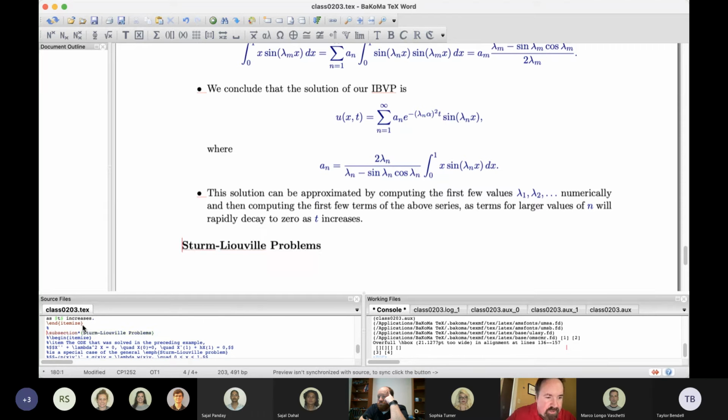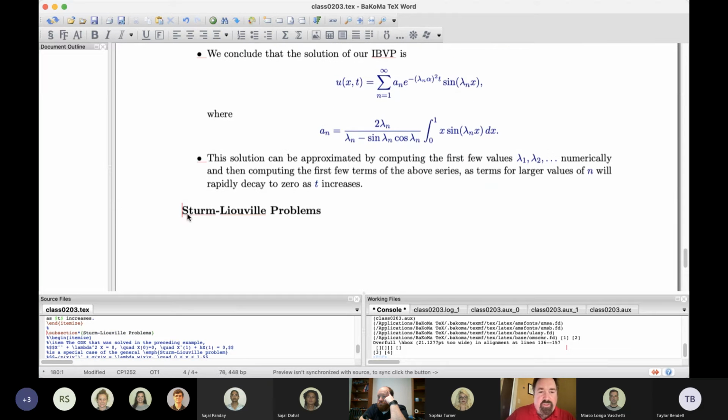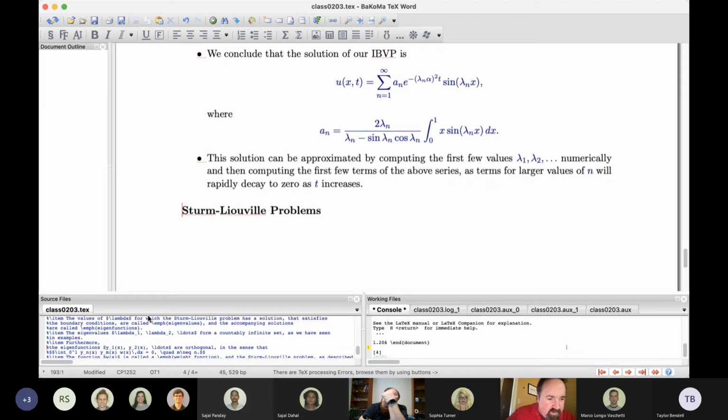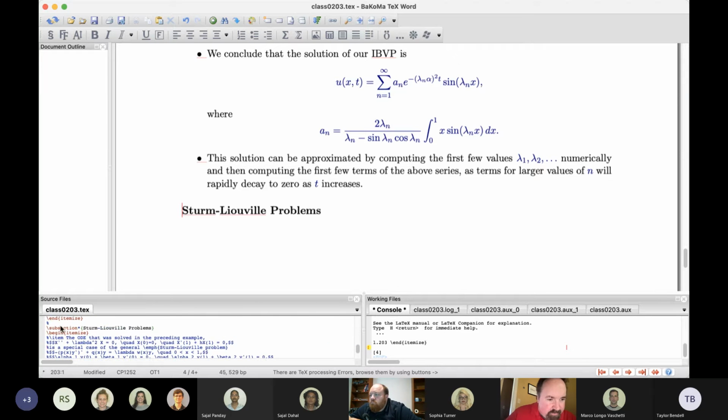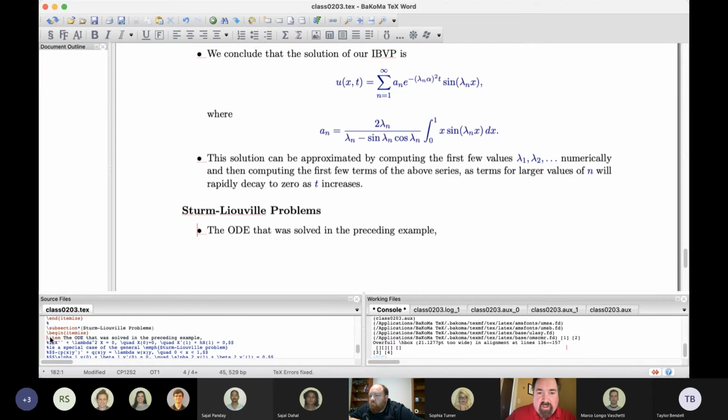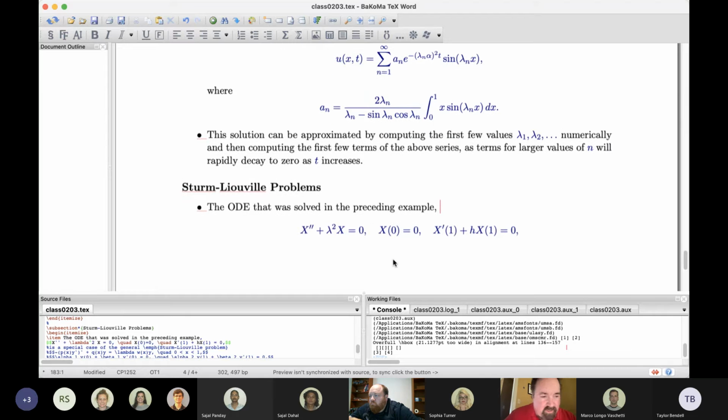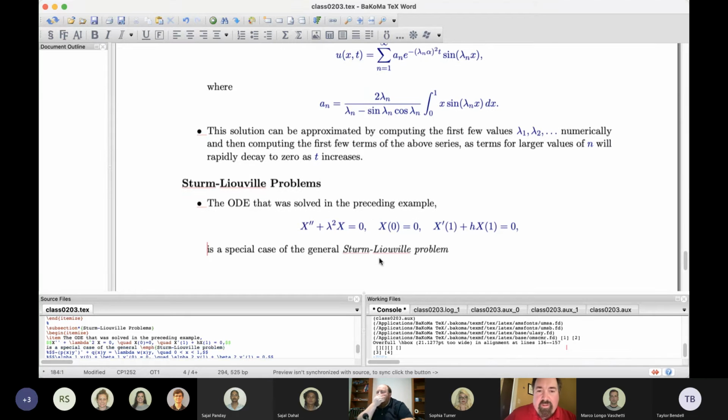Some terminology I want to mention: Sturm-Liouville problems. These are closely related to separation of variables. So look at the spatial ODE. This is what we solved in this latest example. It is an example of a Sturm-Liouville problem.